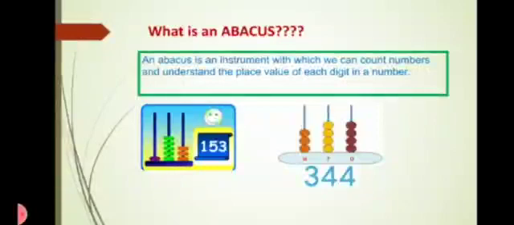Now, the spike towards the leftmost position represents hundreds. Then as we move from left to right, the second spike represents tens and the third spike represents ones. And the digits are represented by the beads in each spike. For example, we have to represent a number, say 153.